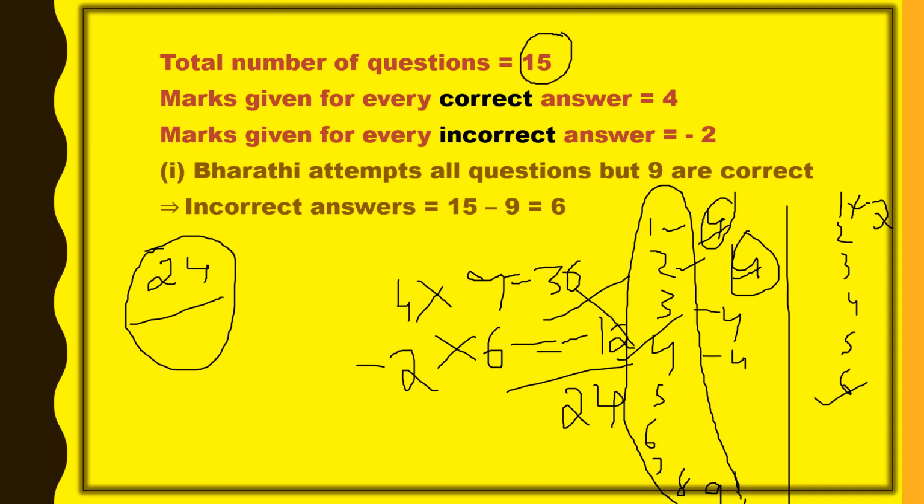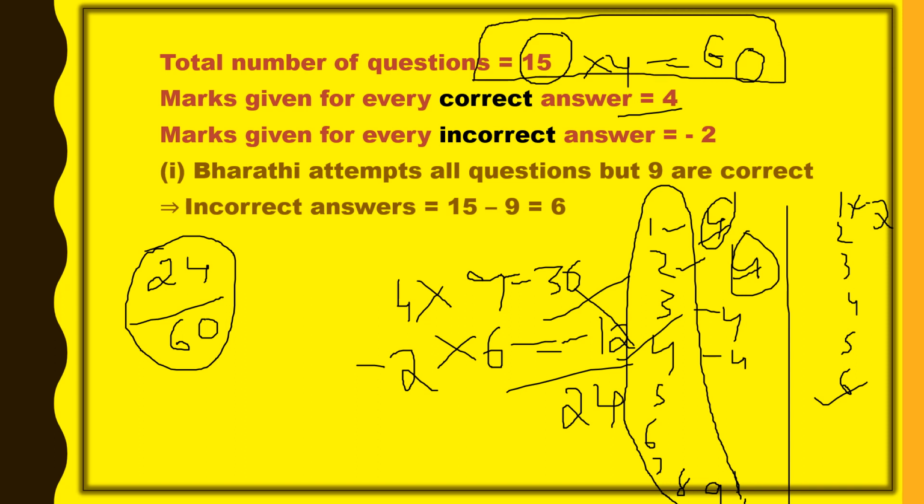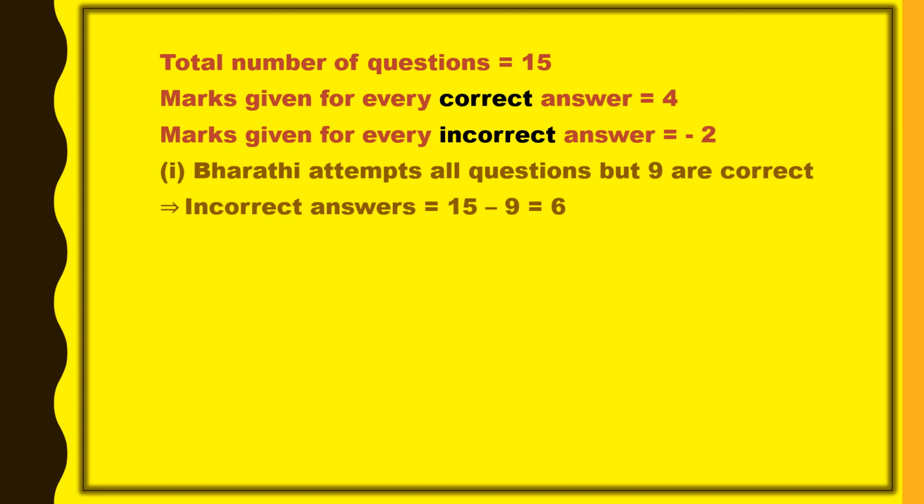15 questions, each question 4 marks, means 15 fours are 60. So the test is for 60 marks. Generally I am telling you, this is not asked in the question, but if you want to answer what the total marks for the test are, you should do it in this way: the number of questions into 4 marks. Okay, the same procedure will apply here.